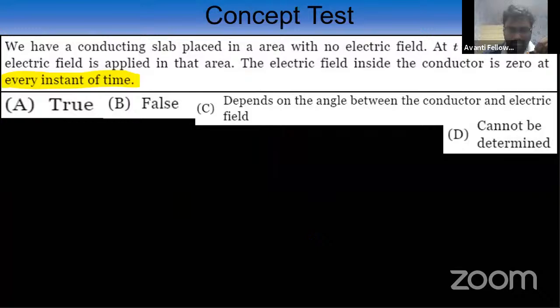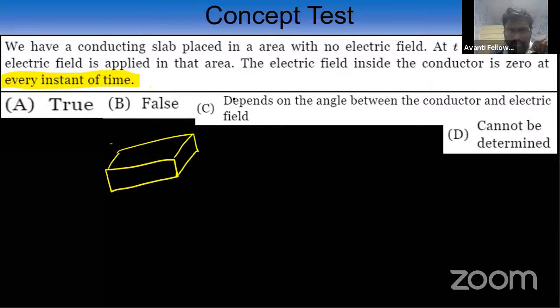Okay, guys, if you have understood this, I have a question for you. So the concept test. We have a conducting slab, say a slab which is conducting, in an area with no electric field at t equals 0. Okay, there is no electric field for this conducting slab.